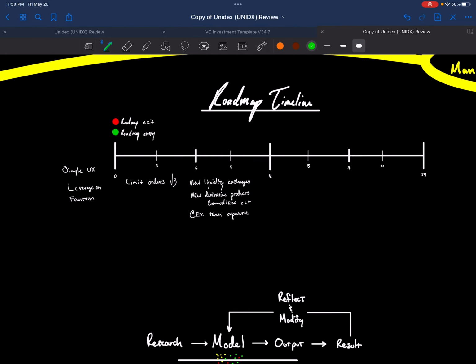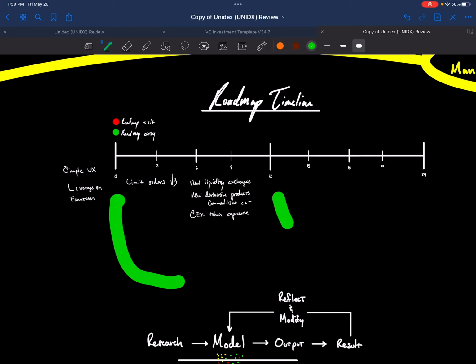Regarding the roadmap, this is a 2-year timeline. This represents 12 months from this point. They have made a simpler user experience, and they also have leverage on Phantom, which has become live. But they will offer limit orders on version 3 of Uniswap pretty soon. They have version 2. So this is actually a pretty unique service that Unidex offers, limit orders on decentralized exchanges rather than having to just immediately put your order in. Your order will go through based on a price that you set.